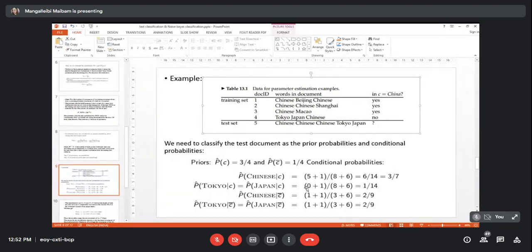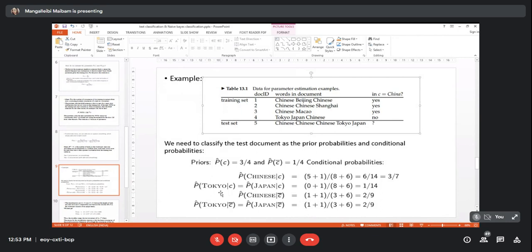So it is 0. Suppose there is no Laplace smoothing, our probability will be 0, right? If there is no add-one smoothing, when we find the probability for Tokyo in China class, it will be 0, because 0 divided by some number will be 0. That's why we have added plus 1, add-one or Laplace smoothing, in order to get a non-zero probability.